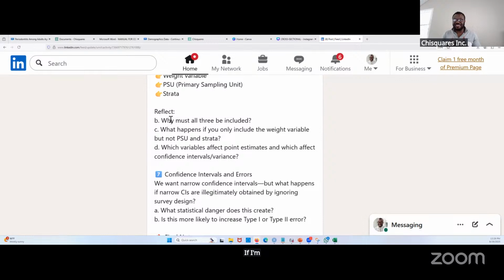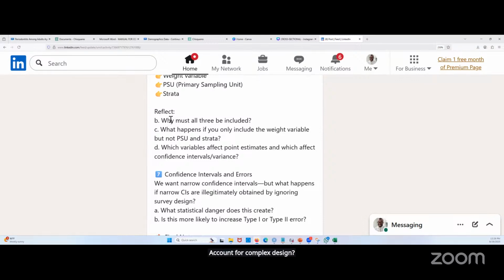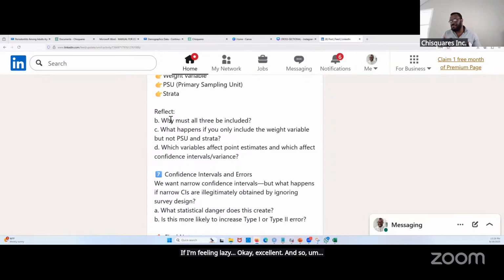Account for complex design. Okay, it's excellent. And so account for complex design. So you have to include all three. Is it all surveys that will have all three?